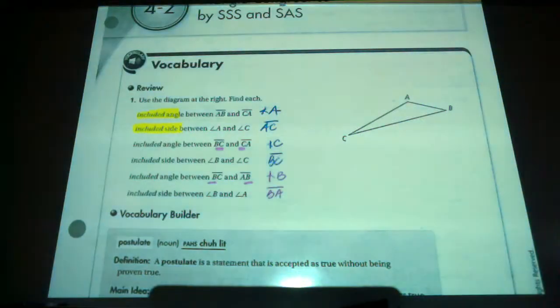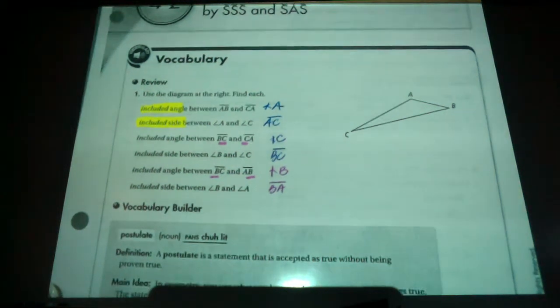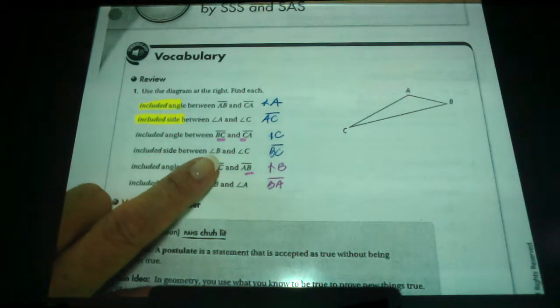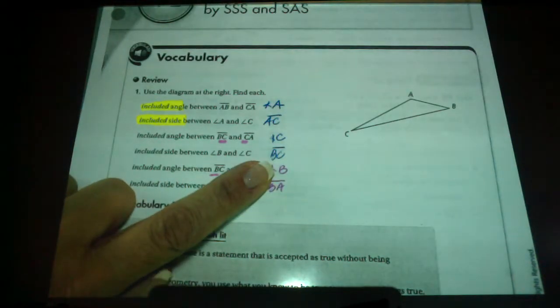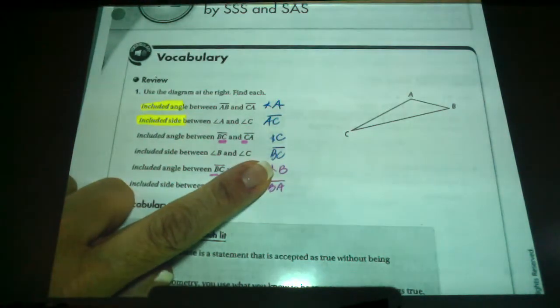So I really don't even need a diagram to see what that included angle is. And the included side should be fairly simple as well. Don't you just name the angles as the side? Right? Right.